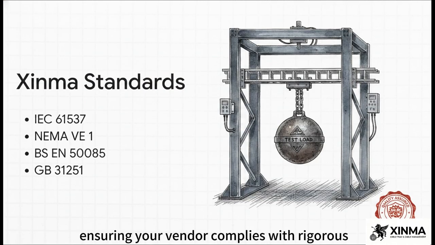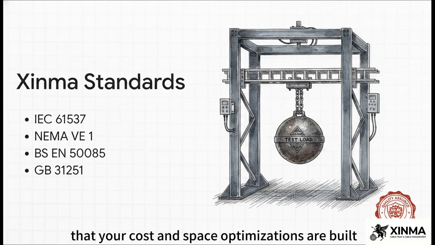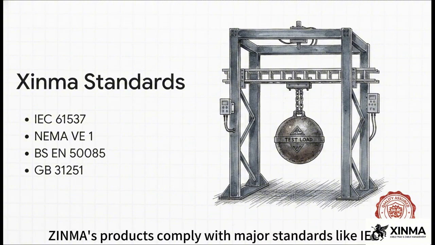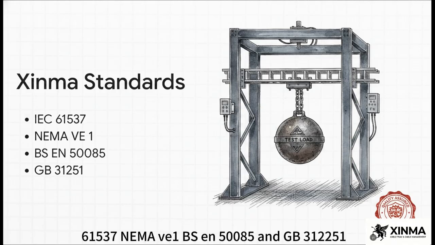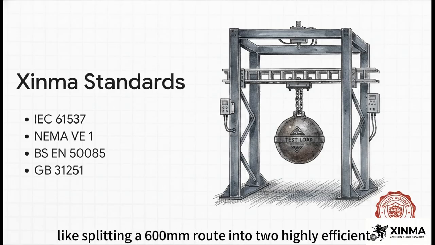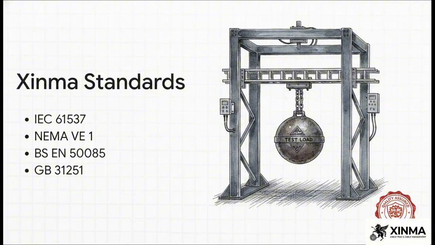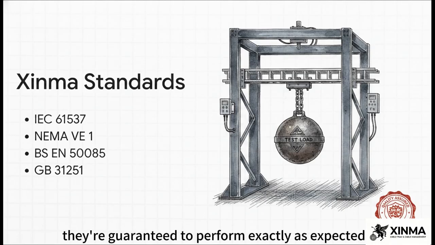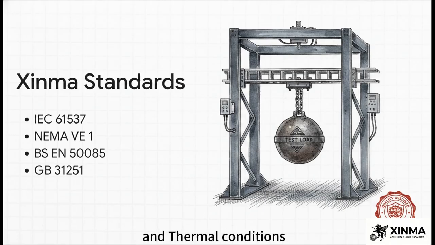Ensuring your vendor complies with rigorous international standards guarantees that your cost and space optimizations are built on a rock-solid, safe foundation. Xinma's products comply with major standards like IEC 61537, NEMA VE1, BS EN 50085, and GB 31251. As a procurement manager, requiring these benchmarks means that when you make an intelligent engineering choice, like splitting a 600mm route into two highly efficient 300mm routes, the physical trays you're purchasing have actually been rigorously tested. They're guaranteed to perform exactly as expected under those specific load classes and thermal conditions.